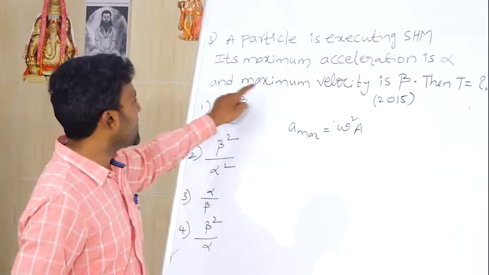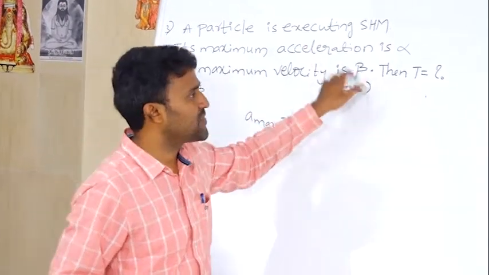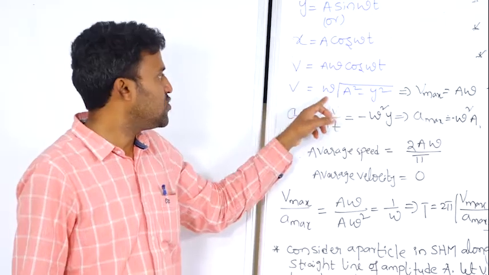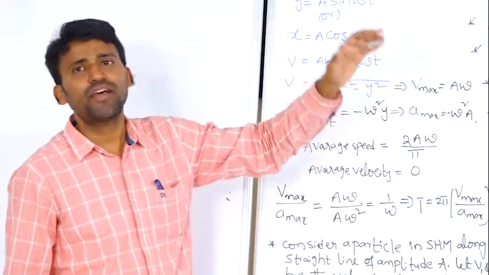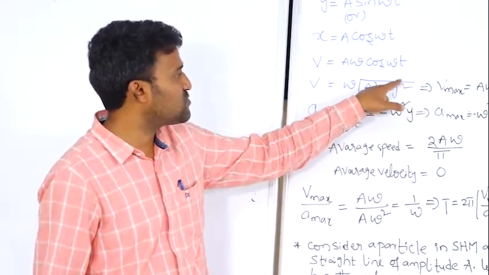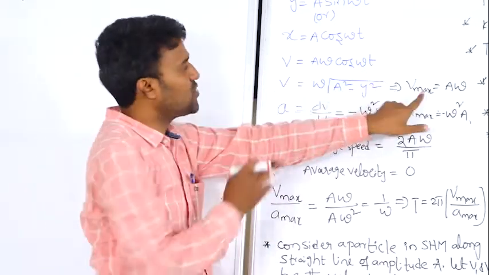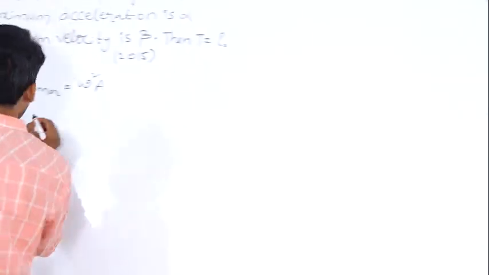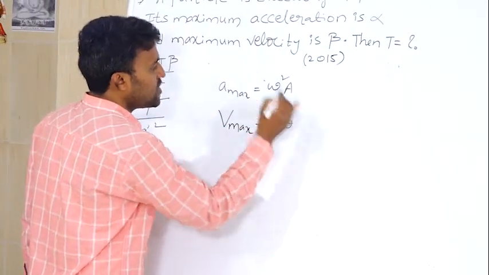Next one, maximum velocity is beta. For velocity, the equation we just derived is omega under root of a square minus y square. Maximum velocity means here displacement will become 0. At that time we get a omega. So maximum velocity is equal to a omega.